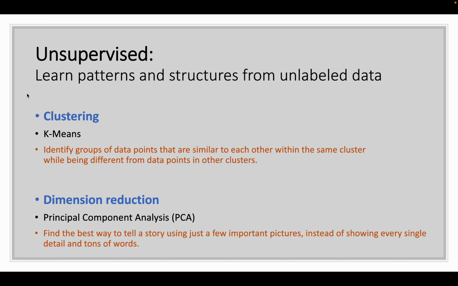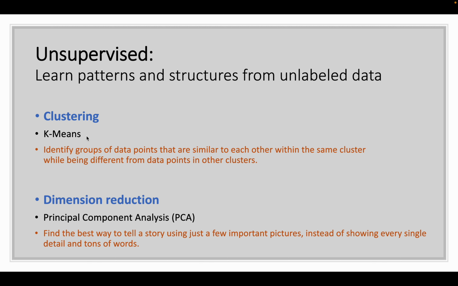Then unsupervised learning. An unsupervised model learns the patterns and structures from unlabeled data. There are two main categories in unsupervised learning: clustering and dimension reduction. The most popular algorithm in clustering is k-means.